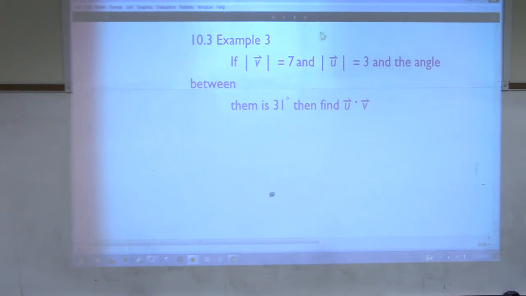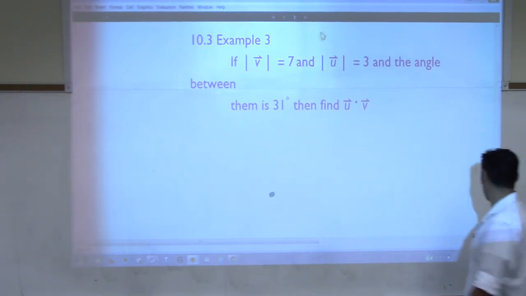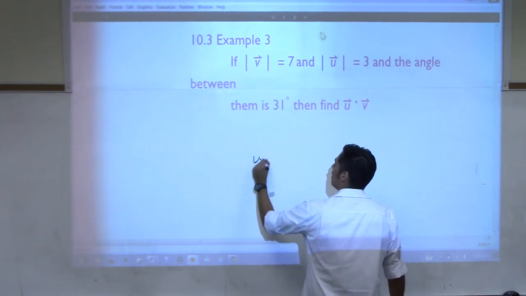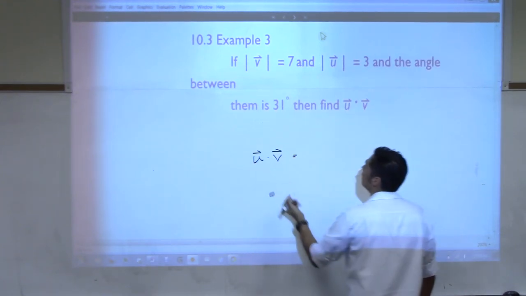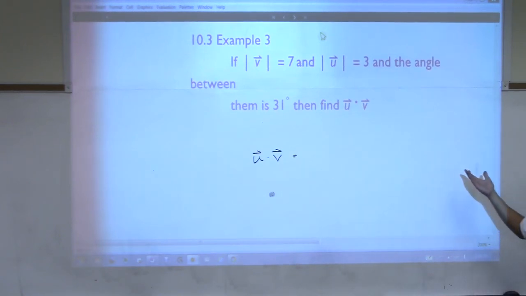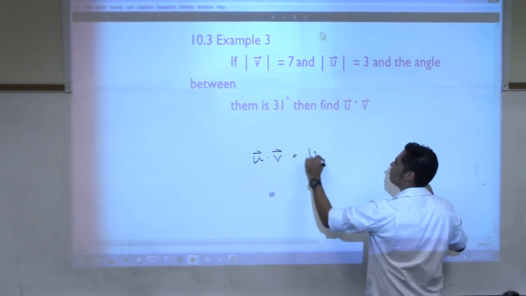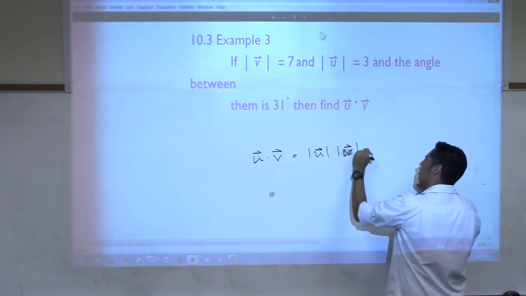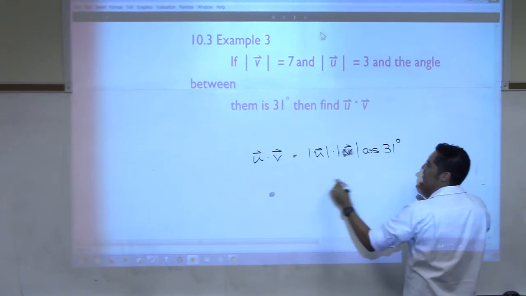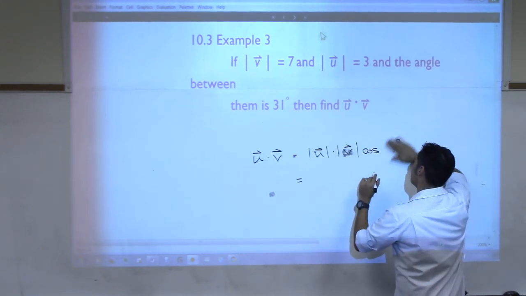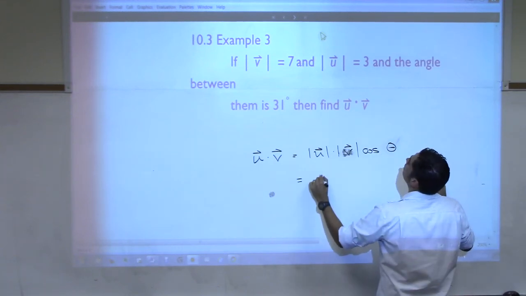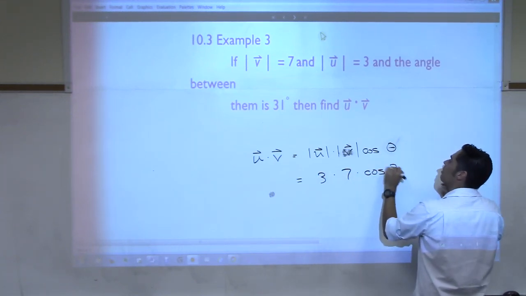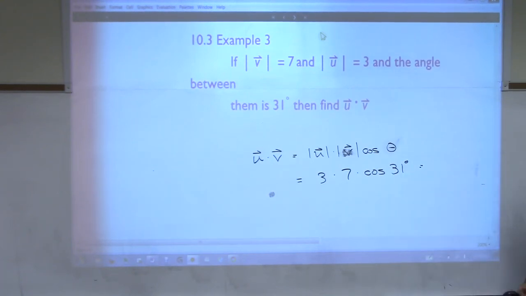I've got a minute. Y'all can start packing up. I want you to compute u dot v here, and I give you the magnitude of u, the magnitude of v, and the angle between them. So all you have to do here is the magnitude of u, times the magnitude of v, and then cosine of 31 degrees. You just need to make sure on your calculator you're in degrees. So this would be 3 times 7 times cosine of 31 degrees, and you'd get some number here, and you're done. Okay, we will pick up next class with finishing this off.